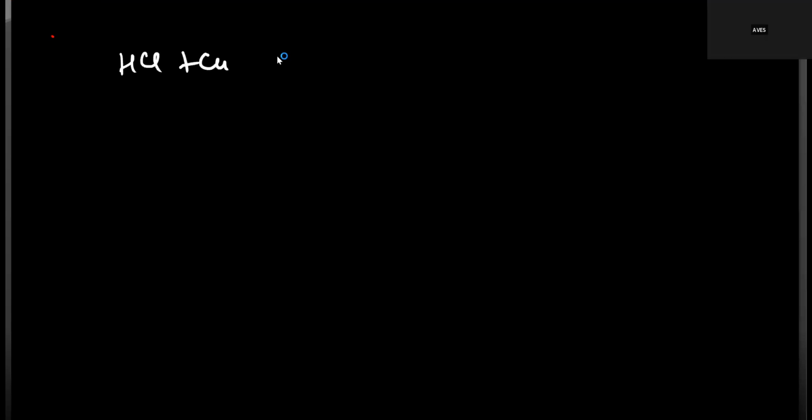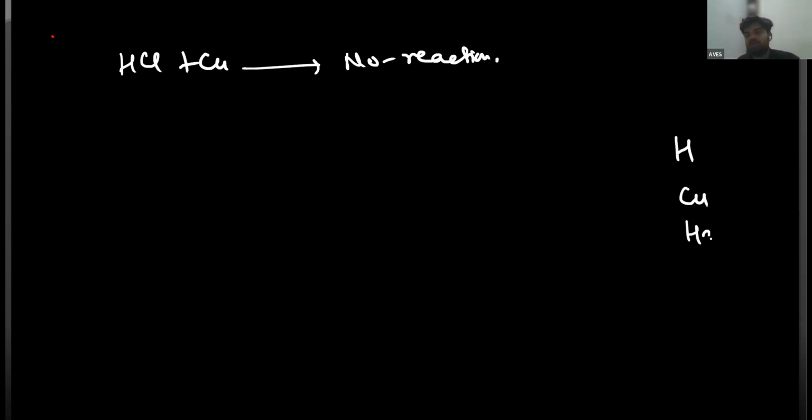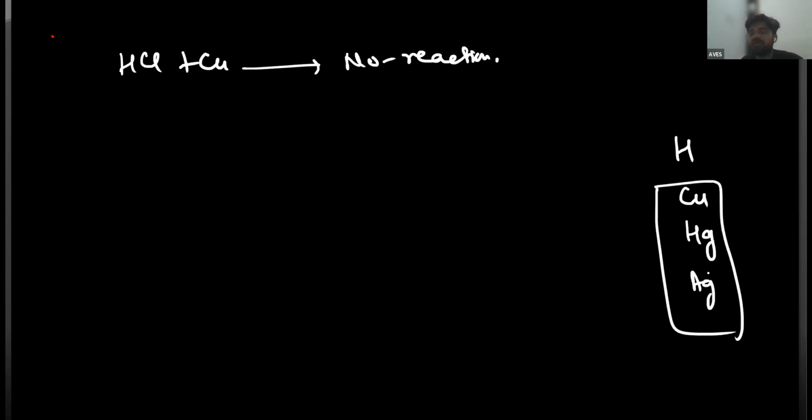You're audible. So we were discussing HCl reacting with copper. What will it give? No reaction will take place. Why? Because in the previous slides we discussed that copper comes below hydrogen in the reactivity series. After hydrogen, copper comes, then mercury, then silver, then gold and platinum. So these metals that come below hydrogen in the reactivity series do not react with acids. Got it, dear students?